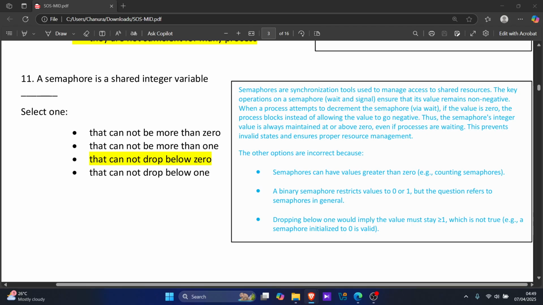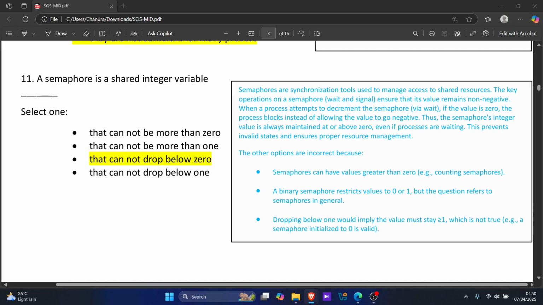The main operations on a semaphore are wait and signal. Wait operation typically decrements the semaphore's value, and if the value is already 0, the process will block until it can decrement. Signal operation increments the value, possibly waking up a waiting process. So the key here is that the semaphore's value can't go negative. Because when you try to decrement it and it's 0, you block instead of making it negative. That means the semaphore's value is always non-negative, so it can't drop below 0.